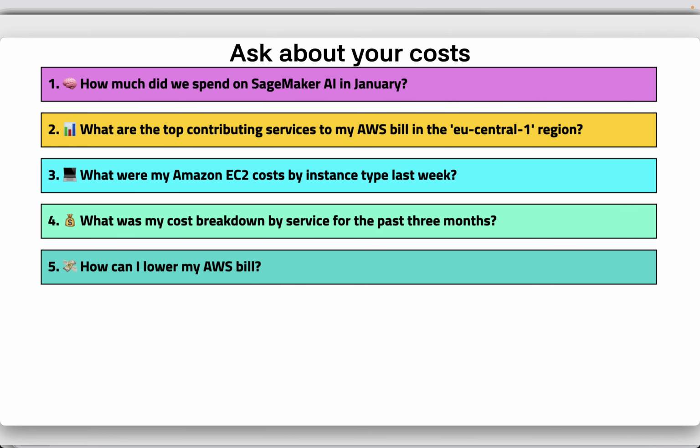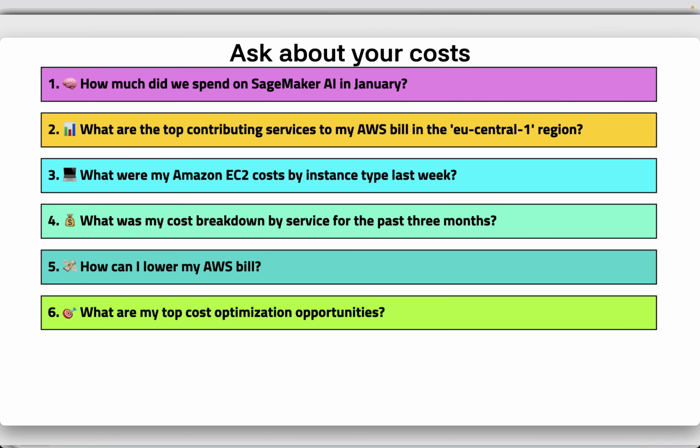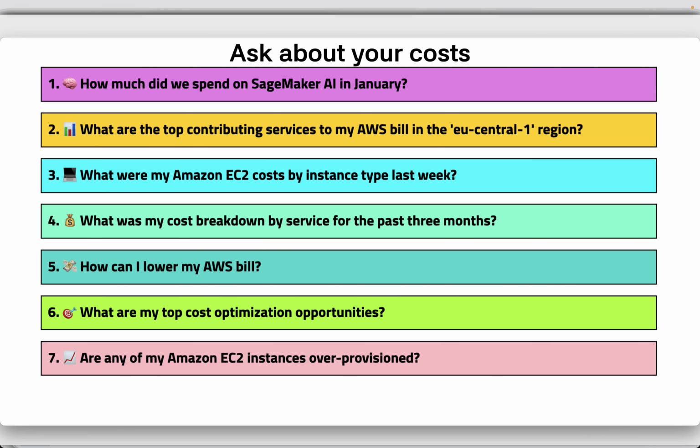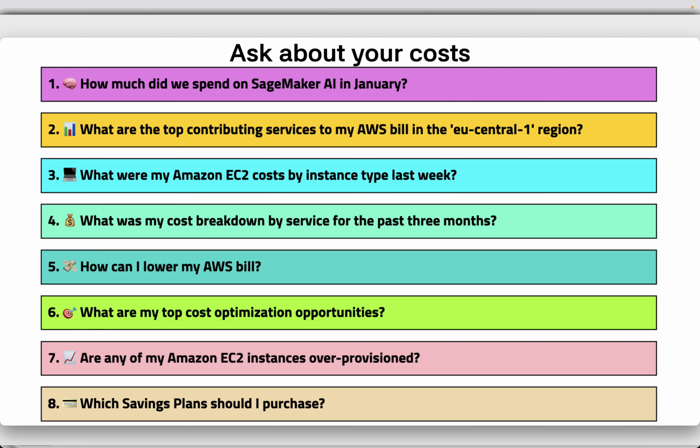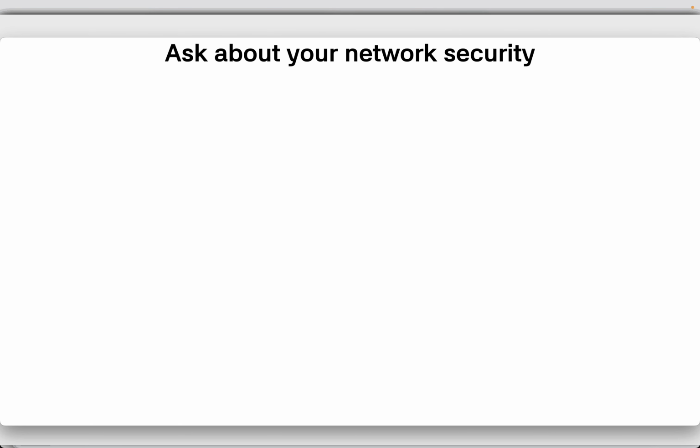How can I lower my AWS bill? What are my top cost optimization opportunities? Are any of my Amazon EC2 instances over provisioned? Which savings plan should I purchase?